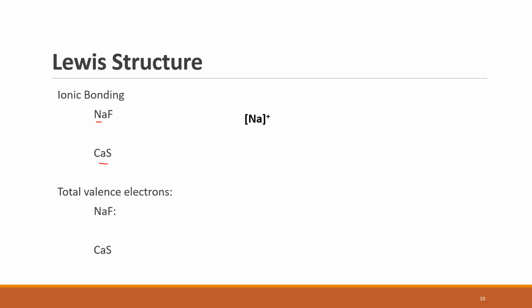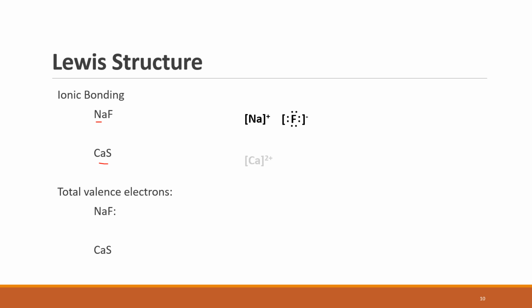Now for the fluorine. Fluorine has 7 valence electrons when it's neutral. All halogens will have 7 valence electrons when they're neutral. But since it gained an electron from that sodium, it's now going to have 8 valence electrons, so we depict that by putting 8 dots around the fluorine, putting the fluorine in brackets, and then the negative sign on the outside.